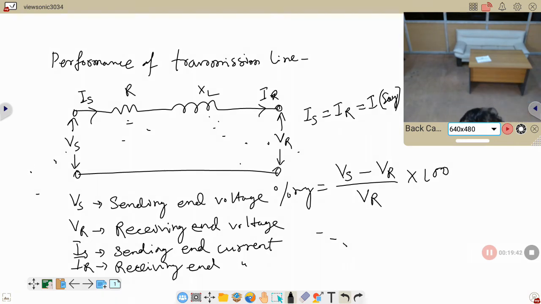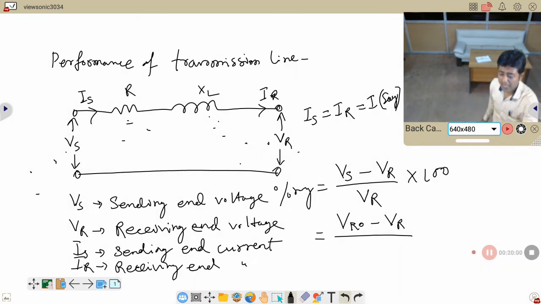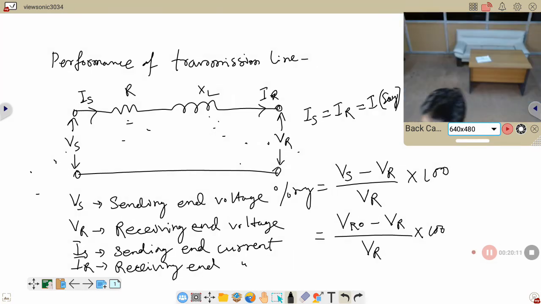Also, we can determine the regulation considering VR0 minus VR. VR0 means the receiving end no load voltage. So the difference between the receiving end no load voltage and the receiving end voltage, you can also get the regulation. Okay.